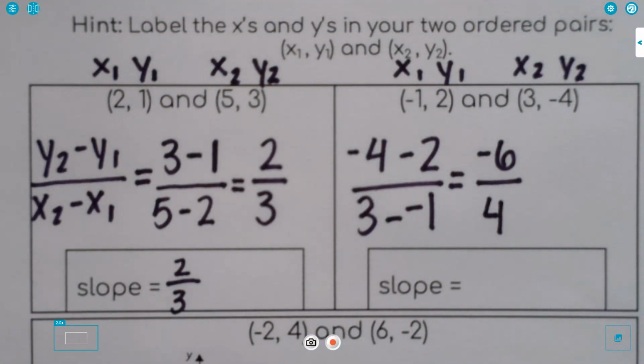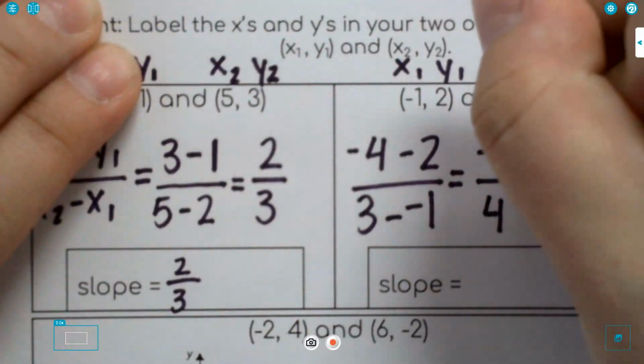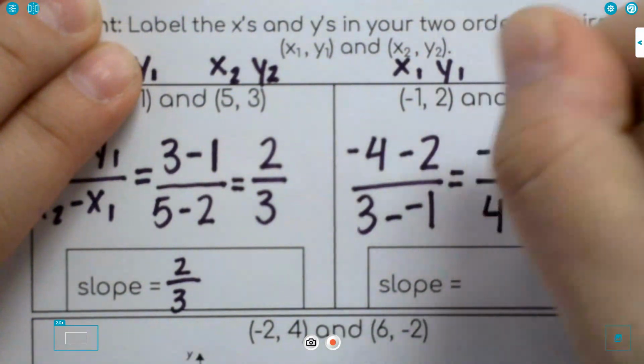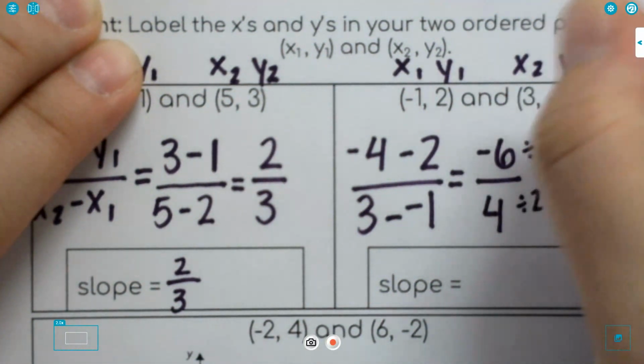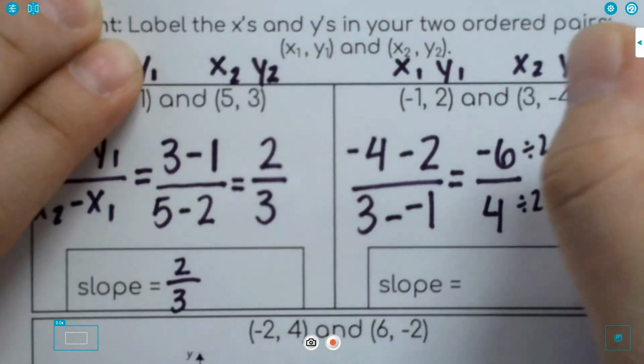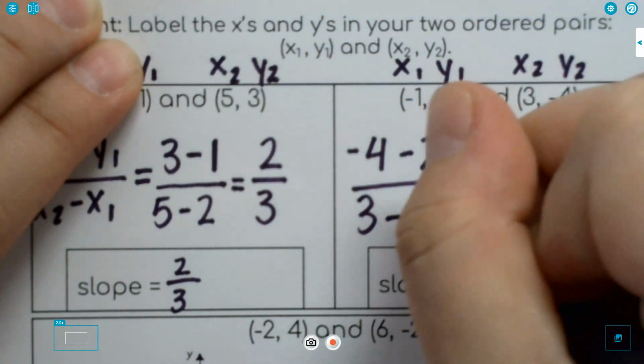Okay, can that be reduced? Yes. What can I divide both 6 and 4 by? 2. So I can divide the top of my fraction by 2. I can divide the bottom of my fraction by 2. Negative 6 divided by 2 is negative 3. 4 divided by 2 is 2. So I get negative 3 halves.